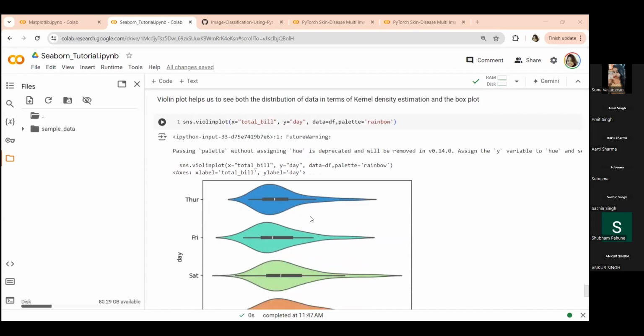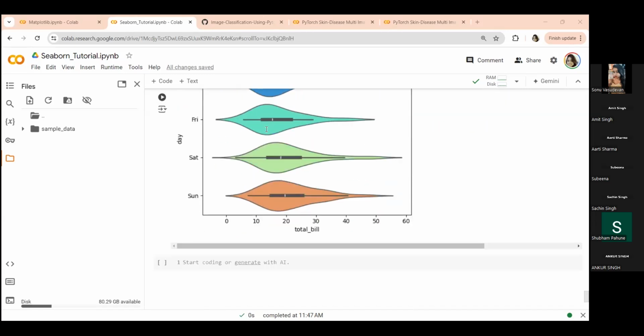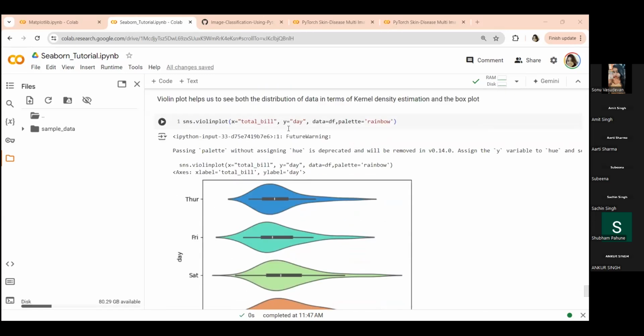Okay, this one also represents the relationship between these two features, total bill and day. Here total bill is present on the x-axis and the day is present on the y-axis. Data is our data frame and palette is rainbow. This violin plot basically shows the distribution.